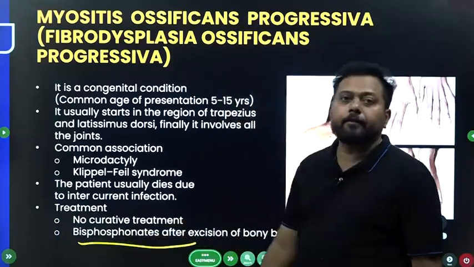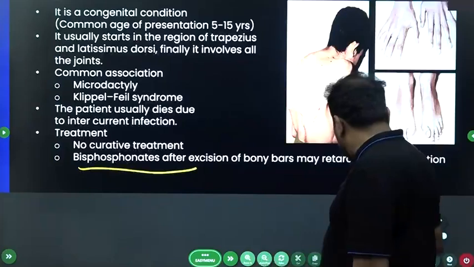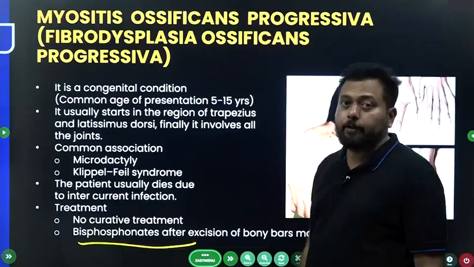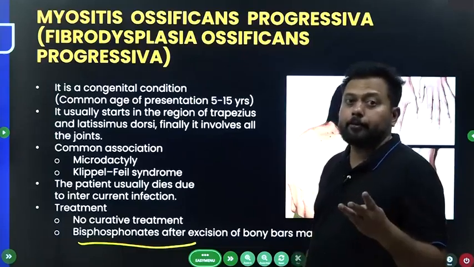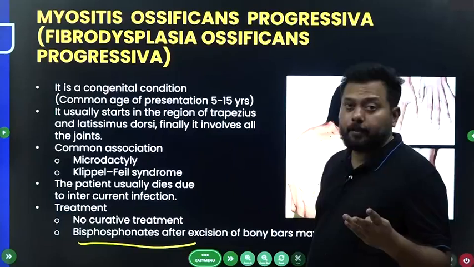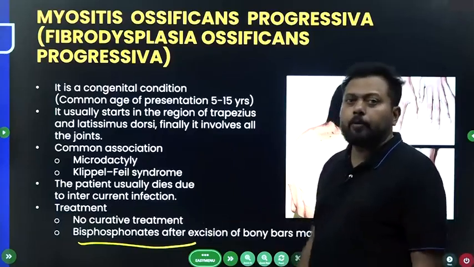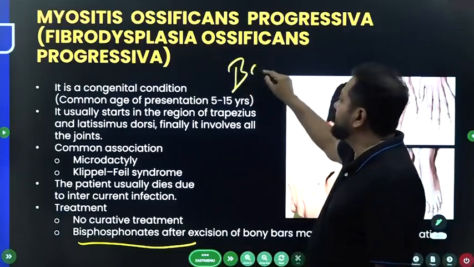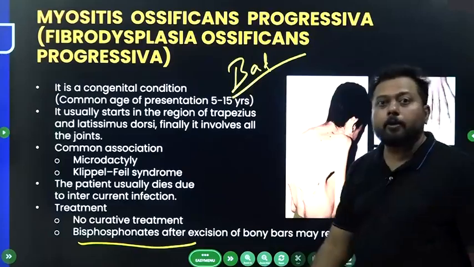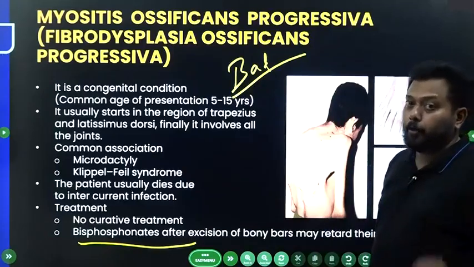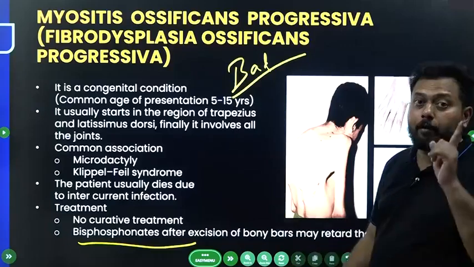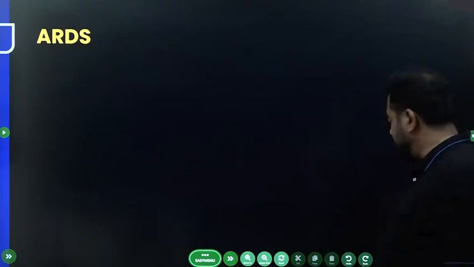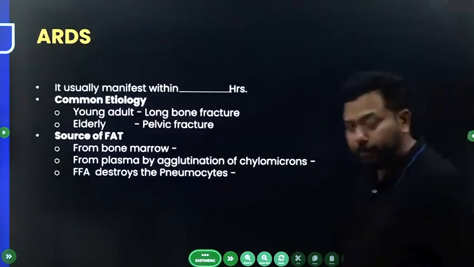Bisphosphonates are tried: alendronate, pamidronate, clodronate, zoledronic acid. These are bisphosphonates, tried in osteoporosis and given in Paget's disease. If at all you want to try a drug, try bisphosphonates, but there is no cure. Prognosis is very bad. Myositis ossificans traumatica will not cause mortality, only morbidity. Myositis ossificans progressiva will cause mortality. That's the difference.